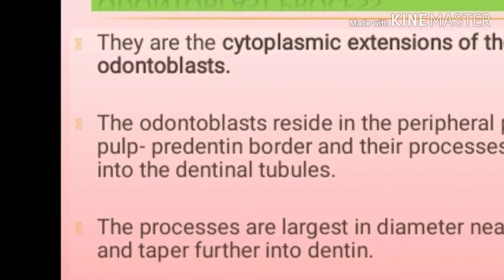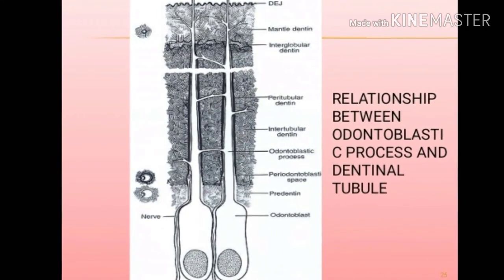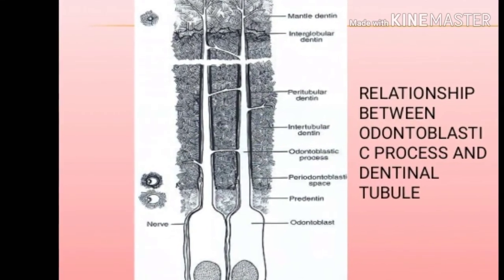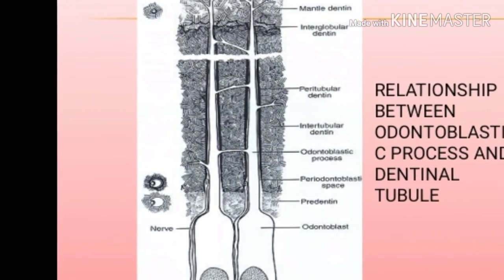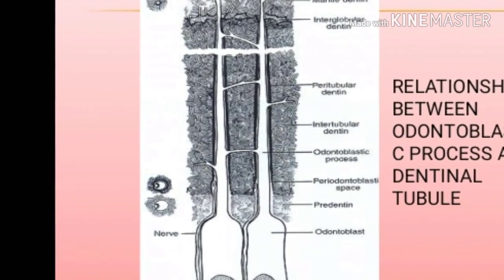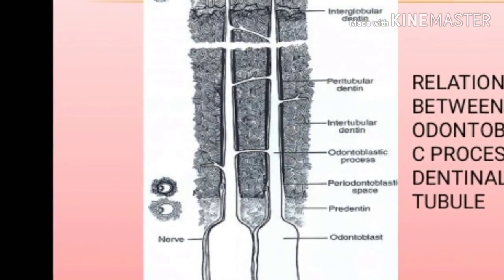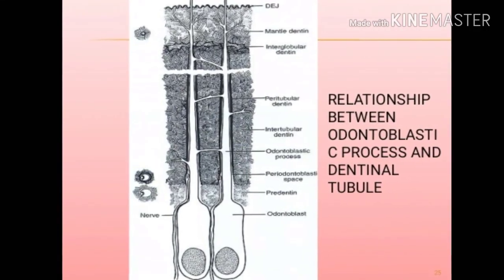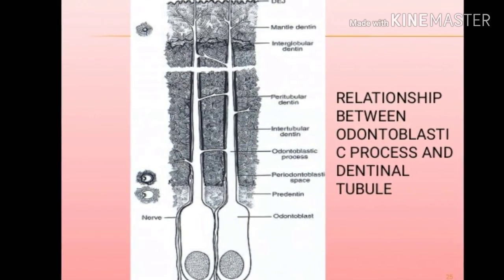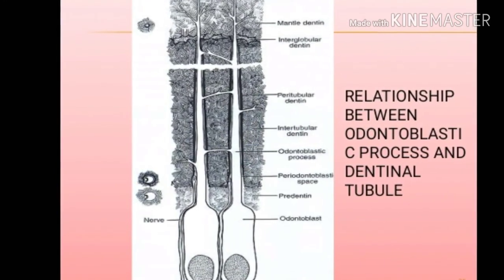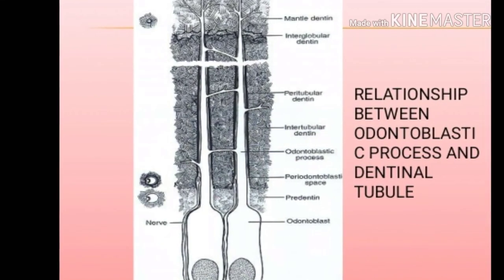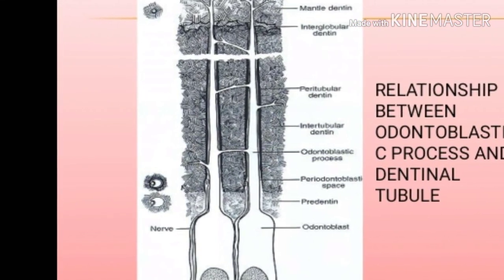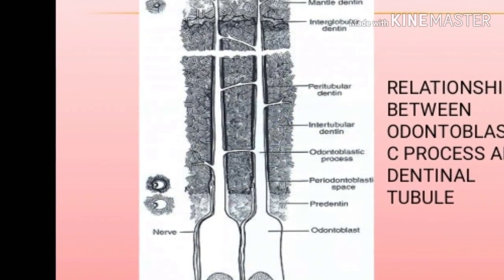The figure shows the relationship between the odontoblastic processes and the dentinal tubules. Outermost structure in the figure is the dentino-enamel junction. Inner to that is the mantle dentin, then the interglobular dentin. Inner to that is the peritubular dentin, then intertubular dentin and predentin. Cell bodies of odontoblasts are shown with the nuclei inside. Nerve supply is also shown in the figure. Odontoblast processes extend into the dentin and become narrower as moving towards the dentino-enamel junction.